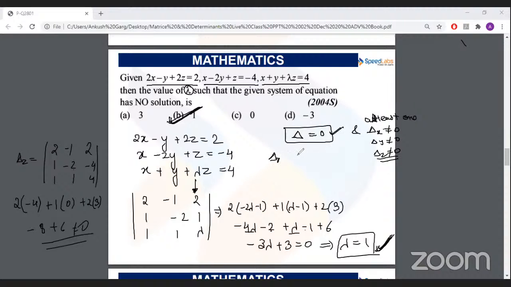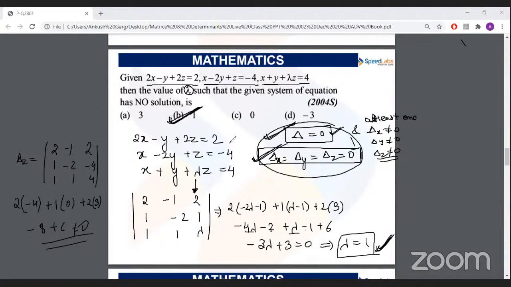If all these three also become equal to 0, then what will be the condition, guys? Why did I write this condition, that at least one of them should be non-zero? If all of them become equal to 0, then what will happen? Tell me in the chat box quickly. If delta x, delta y, delta z and delta all of them become equal to 0, yes, then you will have... Is it always so? Do we always get infinite solutions when all these four are equal to 0, guys? Yes or no? Please reply with a yes or no.